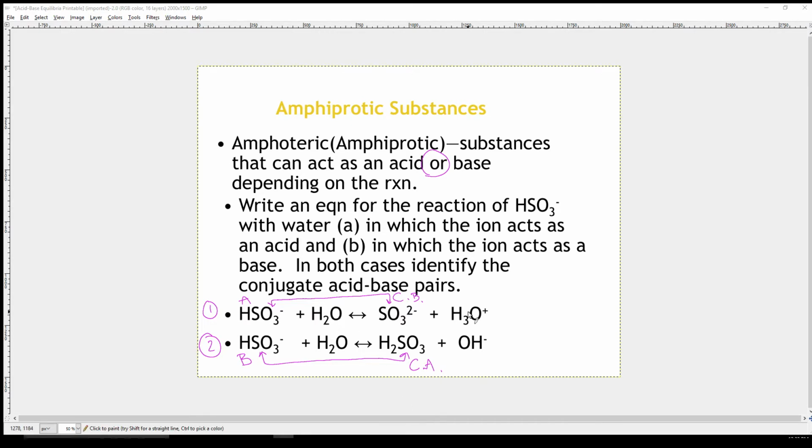And if you look at the waters, they will also switch. It'll go from being a base with a conjugate acid to an acid with a conjugate base. Both of them are amphoteric.